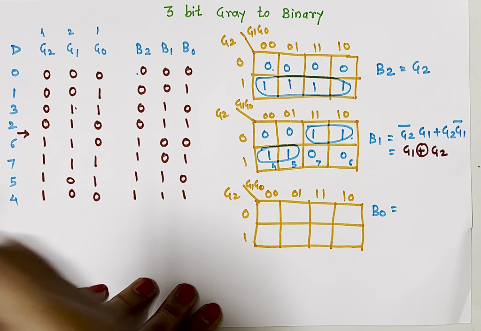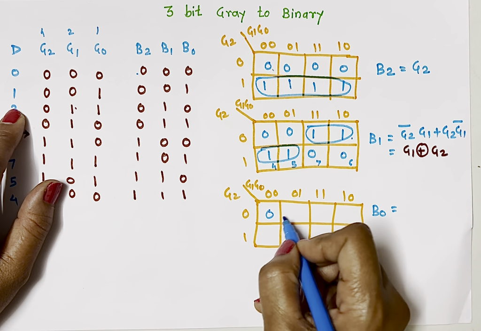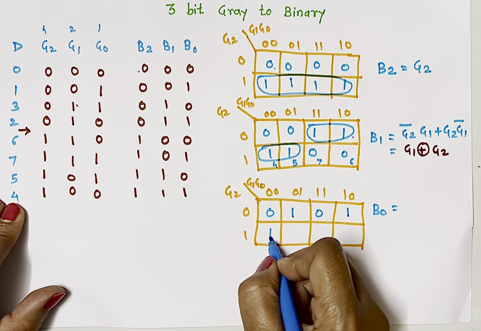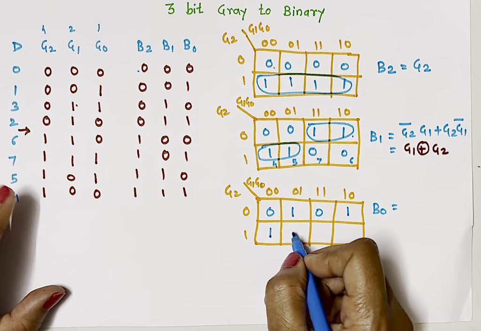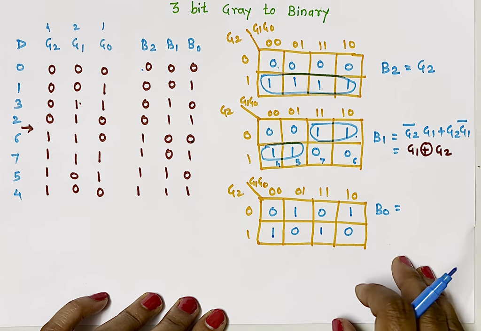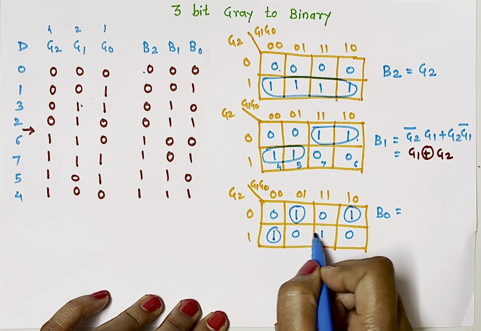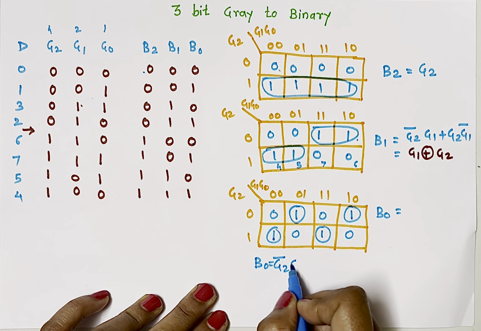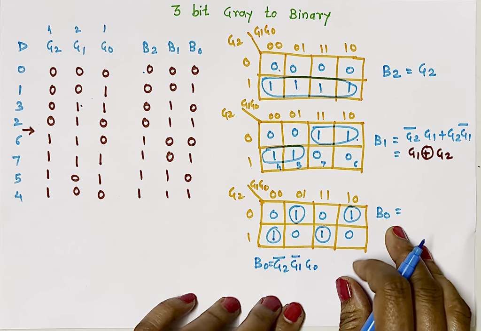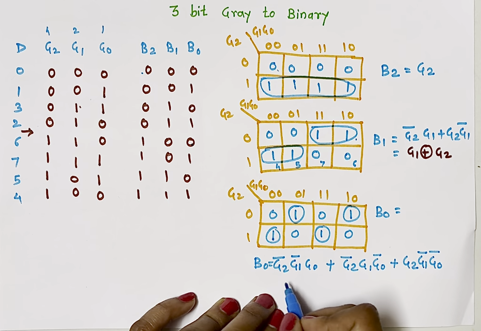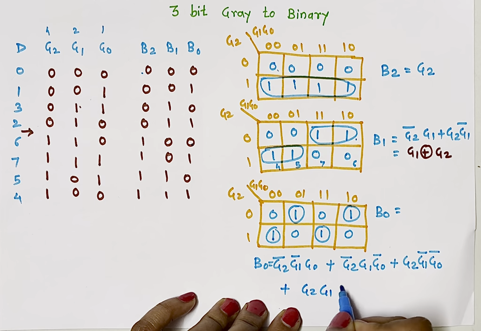Then for B0, let's put values. For 0 it is 0. For 1, 1. For 3, 0. For 2, 1. Then for 4 it is 1. For 5 it is 0. For 6 it is 0. And for 7 it is 1. So we don't have anything to make a pair or group, so we'll have to make separate groups and write the equation. For B0 it is G2 bar G1 bar G0, plus G2 bar G1 G0 bar, plus G2 G1 bar G0 bar, plus G2 G1 G0.